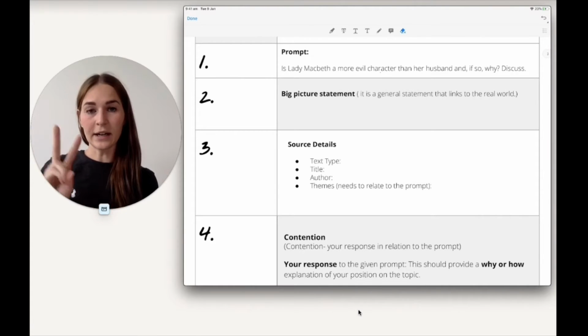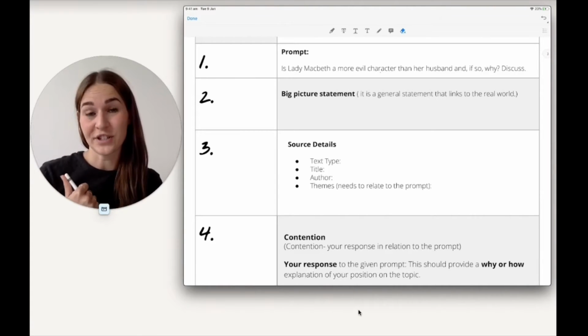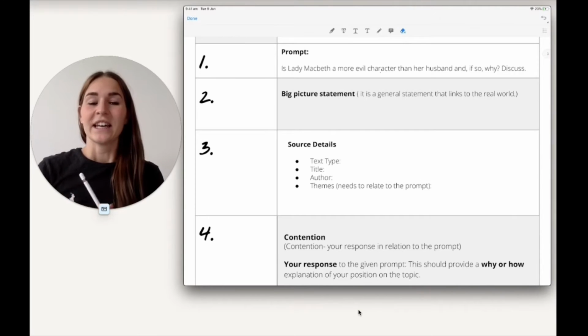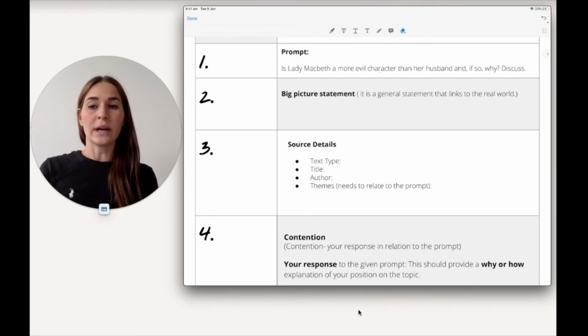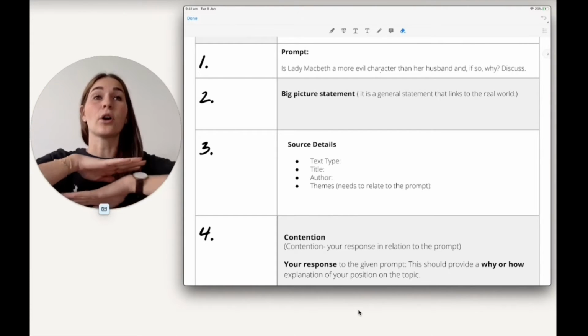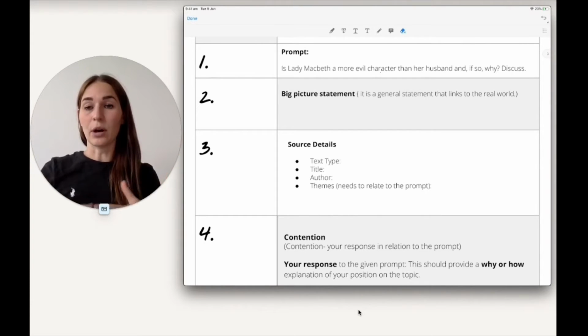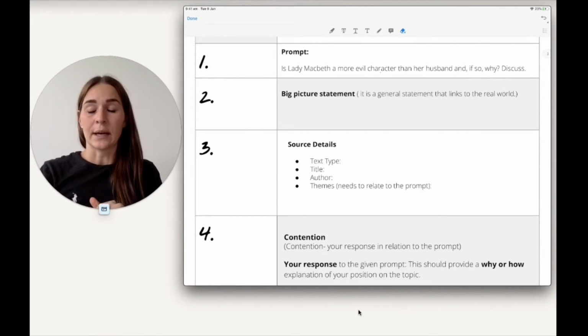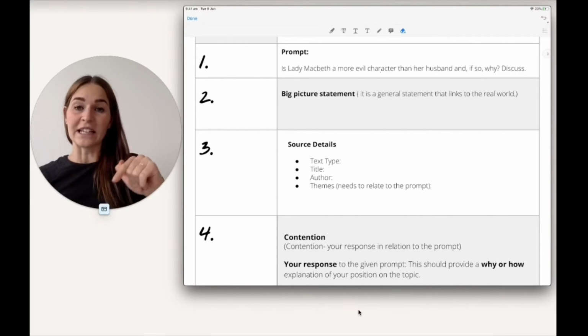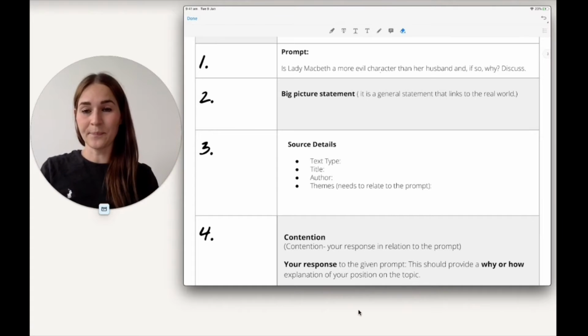The second part is you would need to write a big picture statement. It's a general statement that links to the real world. So it's not just about Macbeth, it's about all of us, okay? About the world. And the third part of it is where you mention your source details, okay? For the text type, which would be a graphic novel, title, author, and the themes. The theme would need to relate back to the prompt, okay?